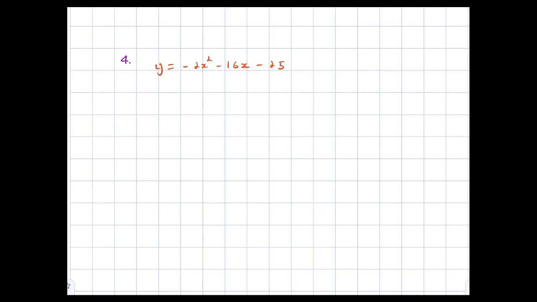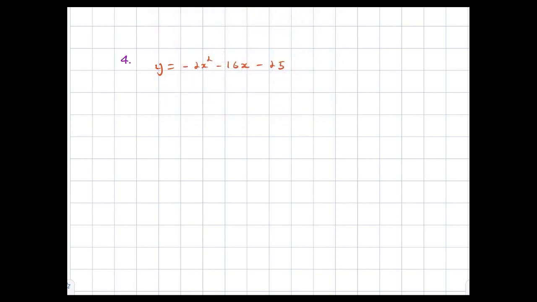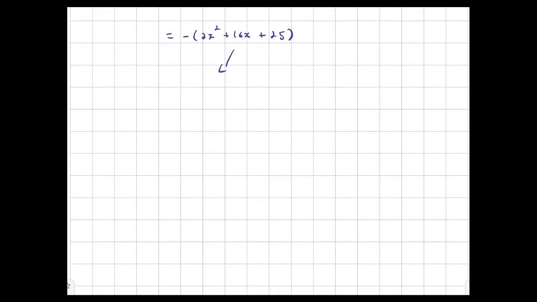And another negative one. I guess I saved them. I thought I'd space these out, but I guess it doesn't matter. Here we go. Negative 2 is equal to a, so I get an a value of negative 2. I don't even know why I'm writing this. We're going to factor it out. So before we do anything else, we're going to write this as negative 2x squared plus 16x plus 25. And now we're going to work with this, and just remember to multiply by the negative 1 at the end.